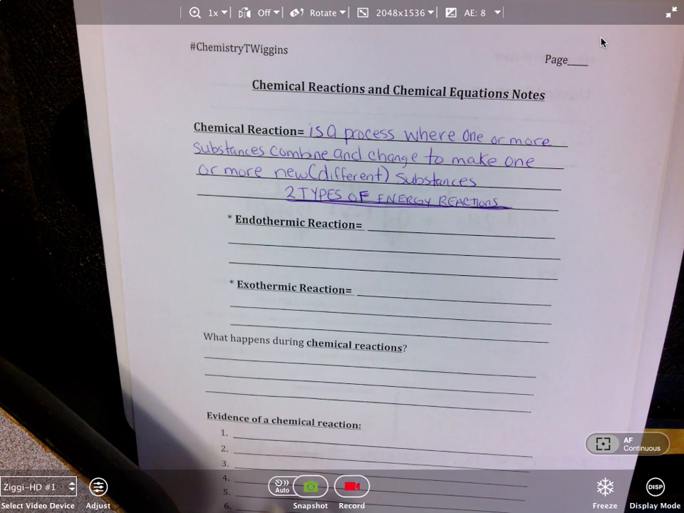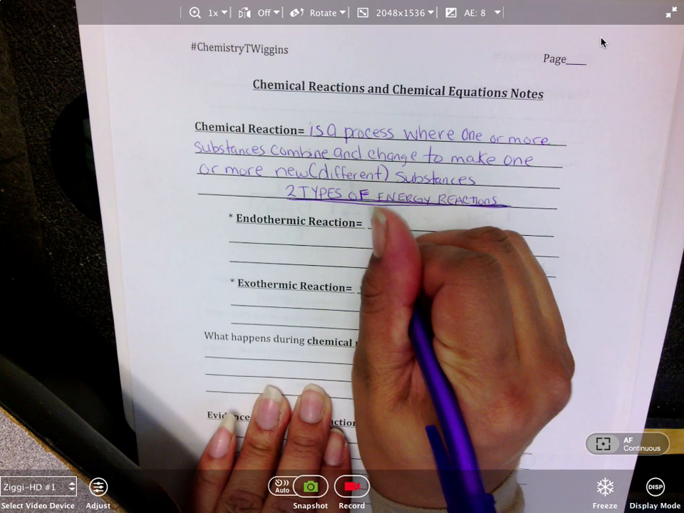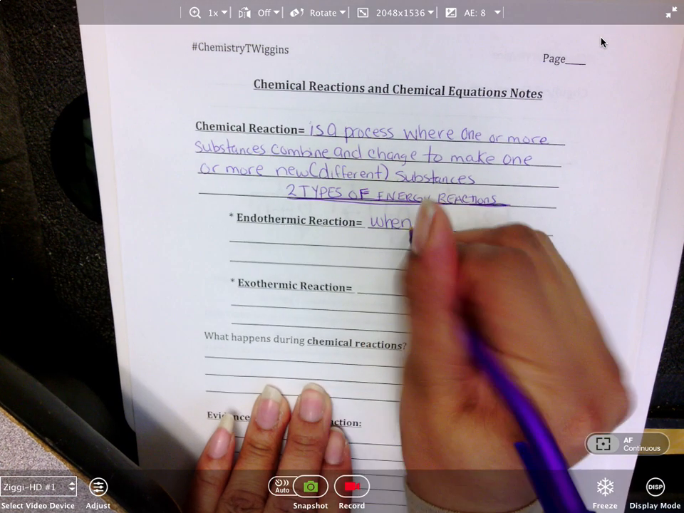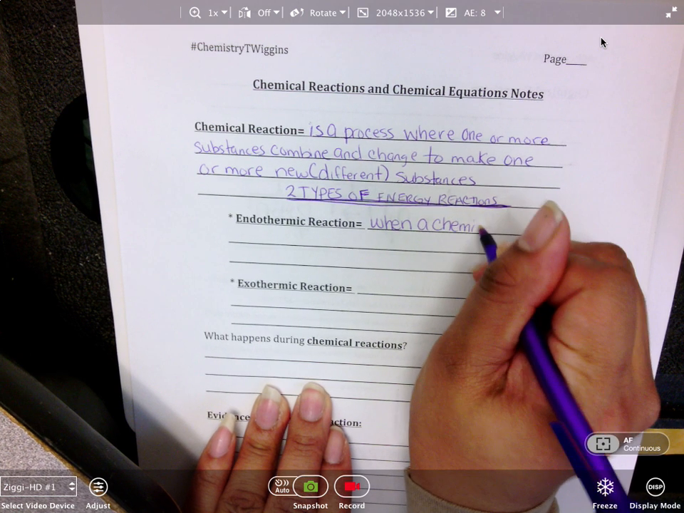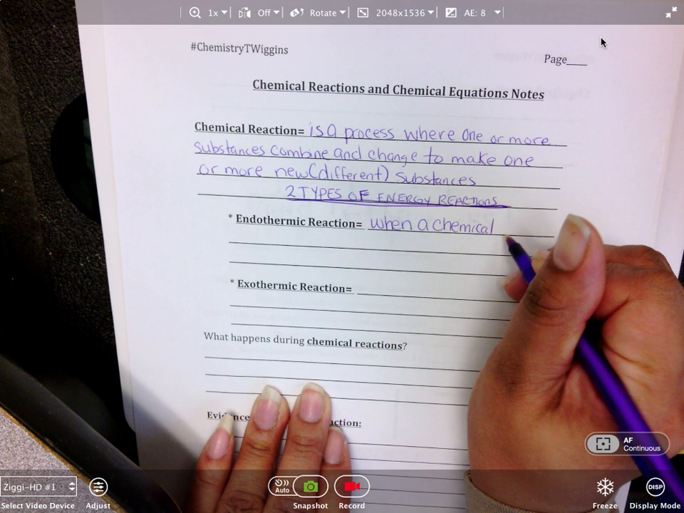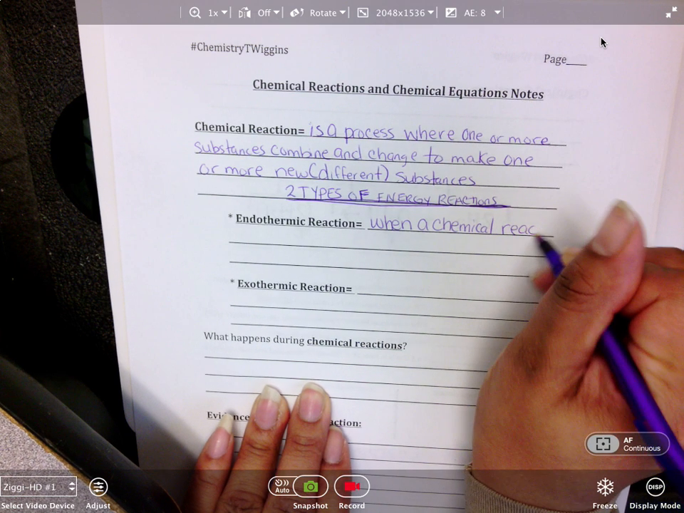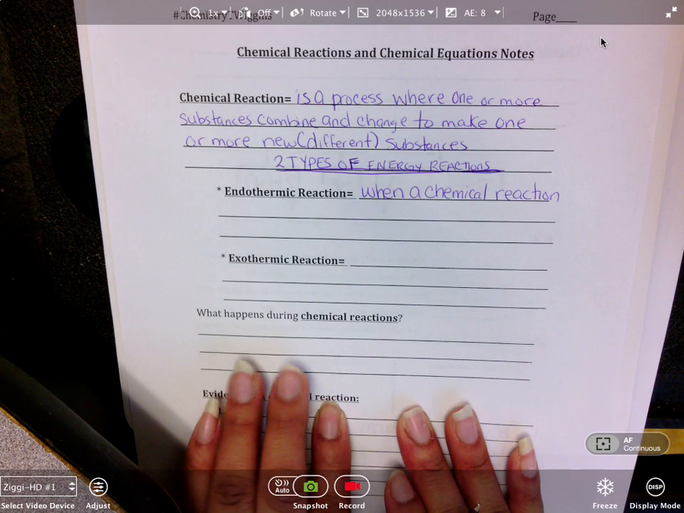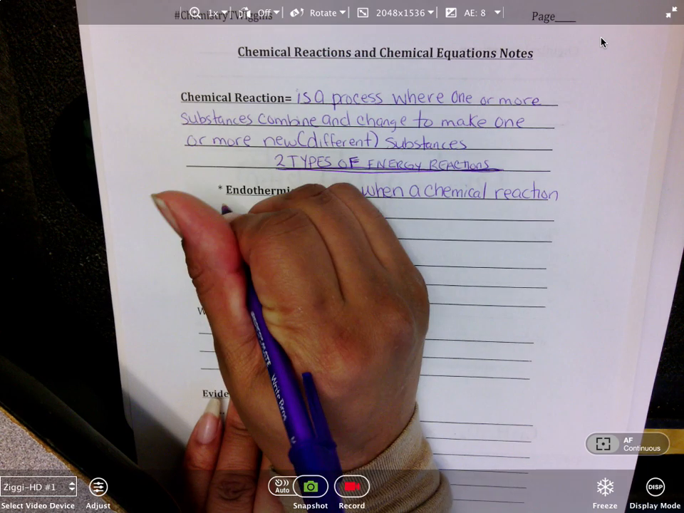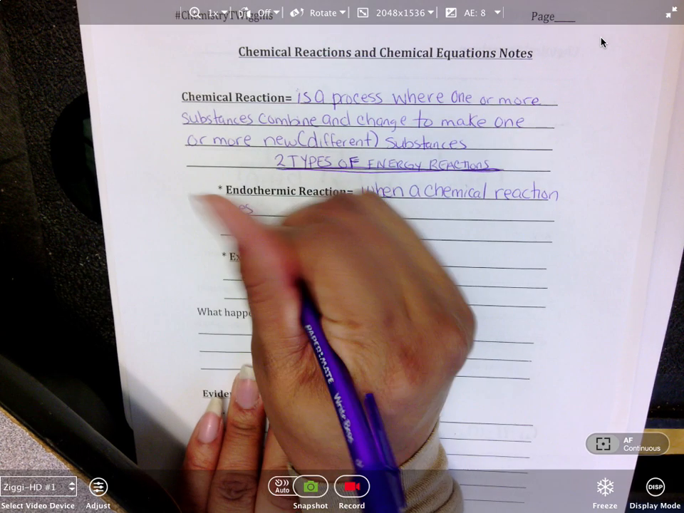So an endothermic reaction is when a chemical reaction uses energy.